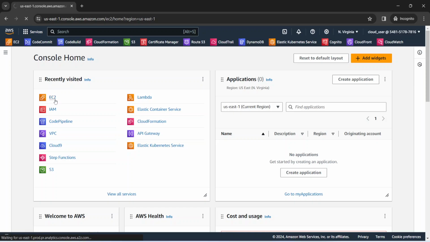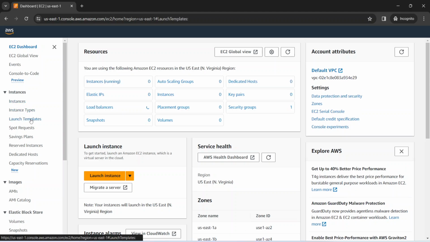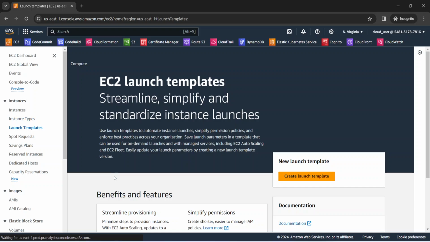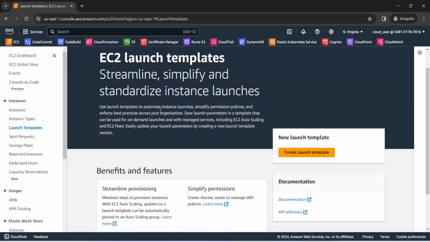So I'll go to EC2, and on the left side, under Instance types, we have Launch Templates. We'll first create our launch template. It gives us an overview: EC2 launch template, streamline, simplify and standardize instance launches. It says use launch templates to automate instance launches, simplify permission policies, and enforce best practices across your organization.